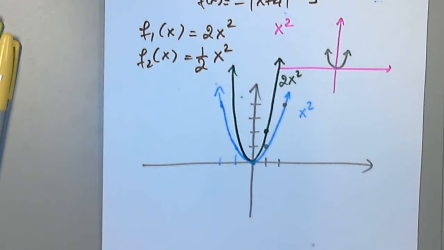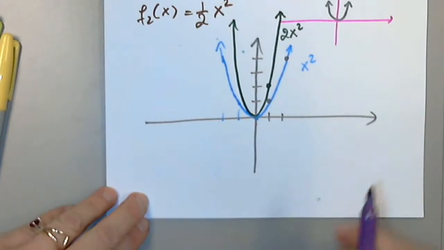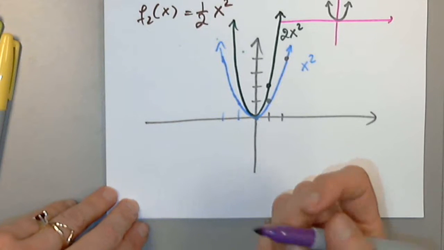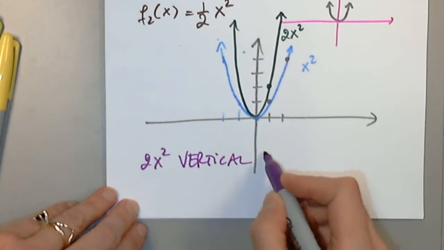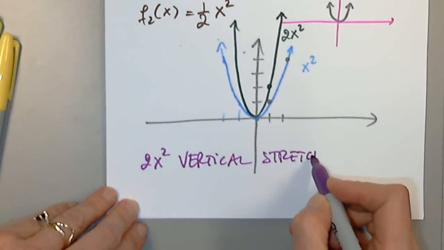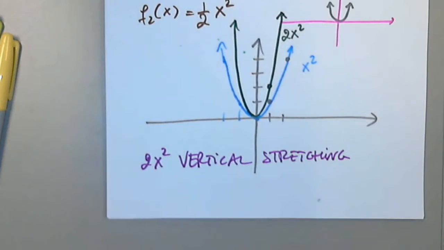So from x squared, twice x squared is this. We call that a vertical stretching. Yes, this is a vertical stretching. So when the number in front is greater than 1, 2x squared is a vertical stretching by a factor of 2. That's true too. I'm going to get to that in a minute. Very good. Okay, so let's look at 1/2 x squared.